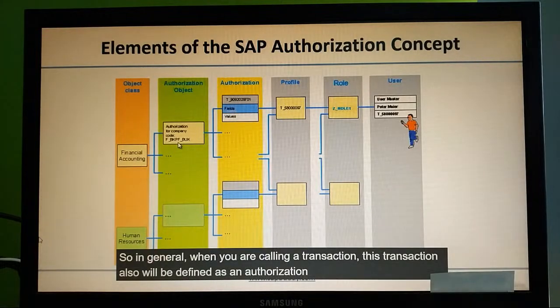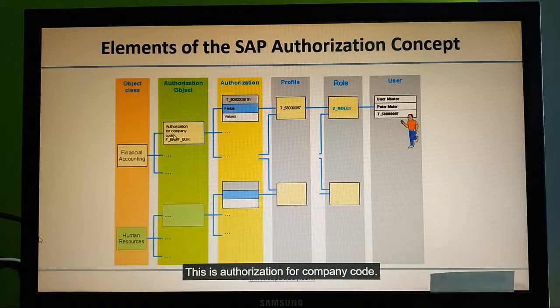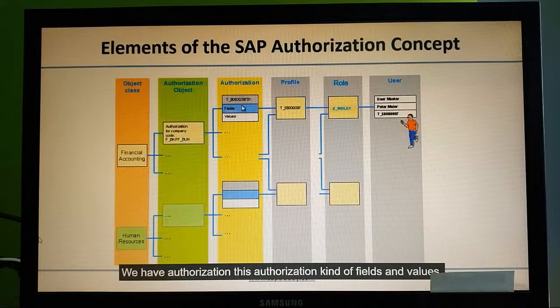In general, when you are calling a transaction, this transaction also will be defined as an authorization object. There is an object called S_TCODE for this. This is authorization for company code, F_BKPF_BUK. This is for company code authorization. So this is an object. Inside the object, we have authorization, which has fields and values.